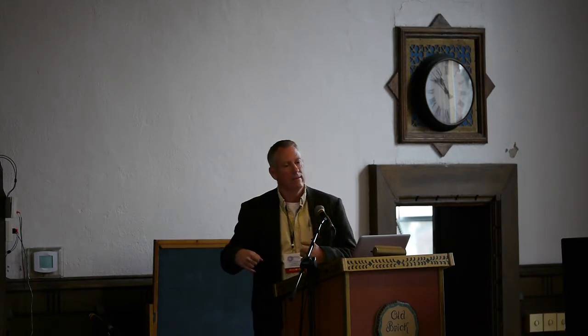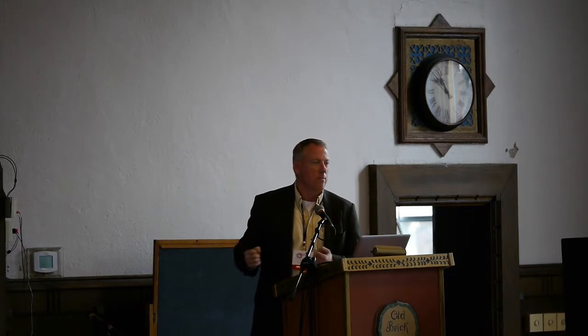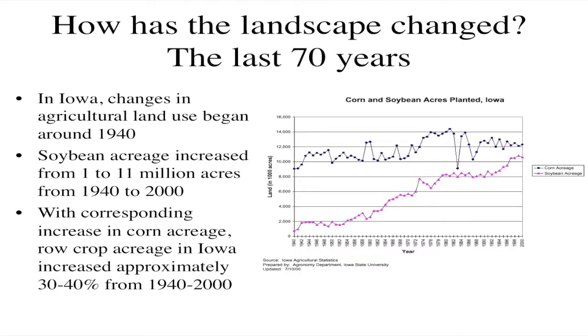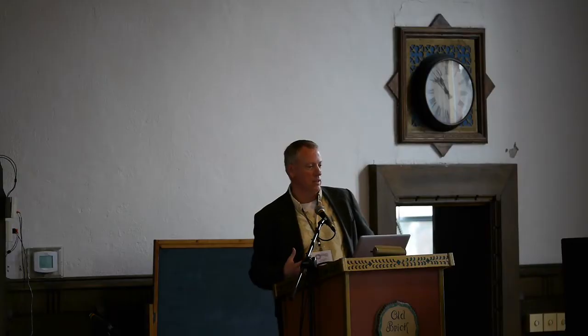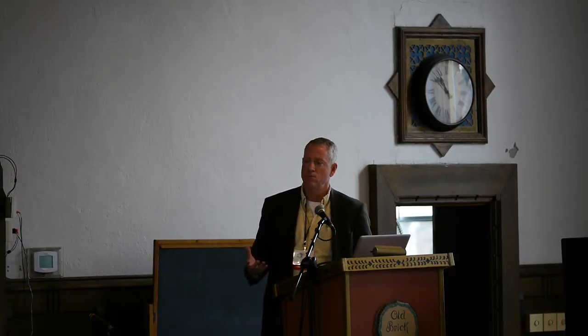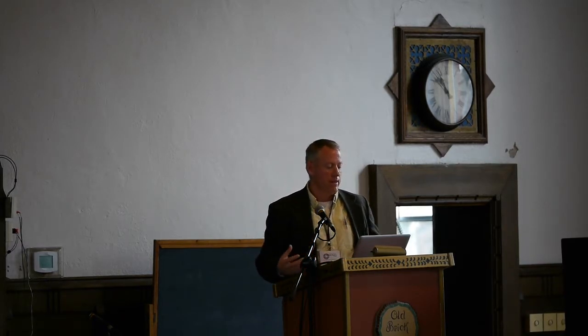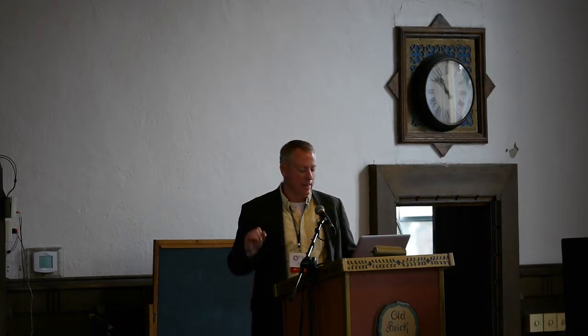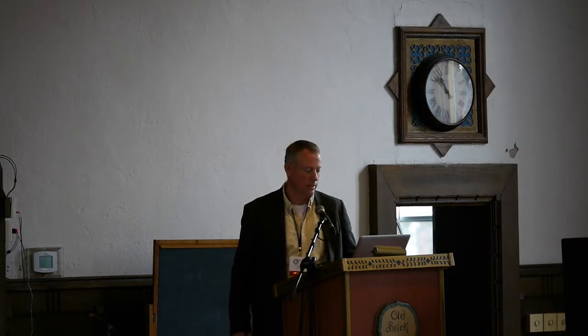The soybeans have really come in over the last 60, 70 years. But we had at one time, early in the 20th century, a landscape that was probably half row crop and half sod-based commodities. And we've seen over the last 70 years that the corn acreage has stayed about the same, but the soybean acreage is the one that's really increased substantially. So now, soybeans increased from 1 to 11 million acres over 60 years, and now we're talking about the whole row crop, corn and soybeans alternating, increased 30 to 40% over 60 years. That has tremendous influences on water quality.